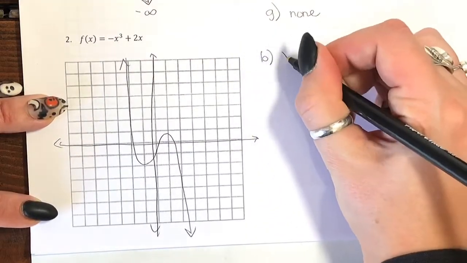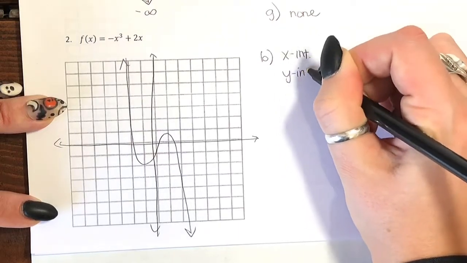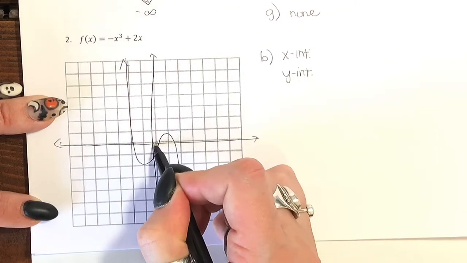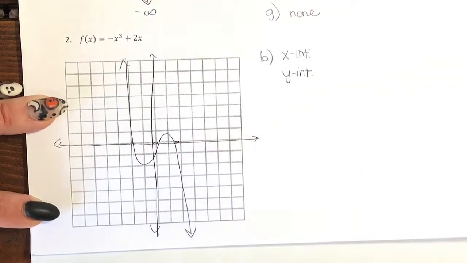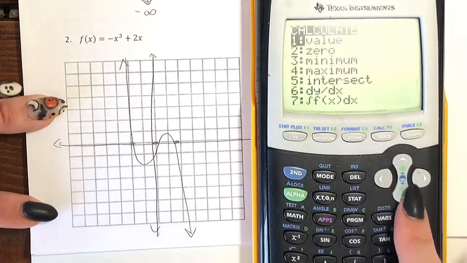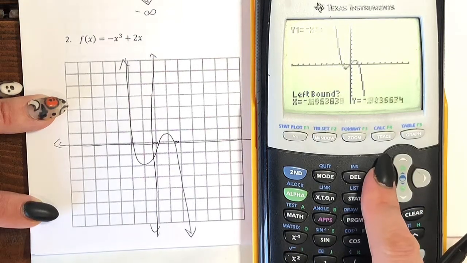Part B was doing our x-intercepts and our y-intercepts. So we've got more on this one. We're crossing 1, 2, 3 times for our x-intercepts. So if we go into our calc menu again, go to second calc, and we're going to do the zeros. We're going to have to do this 3 times since we have 3 of them.